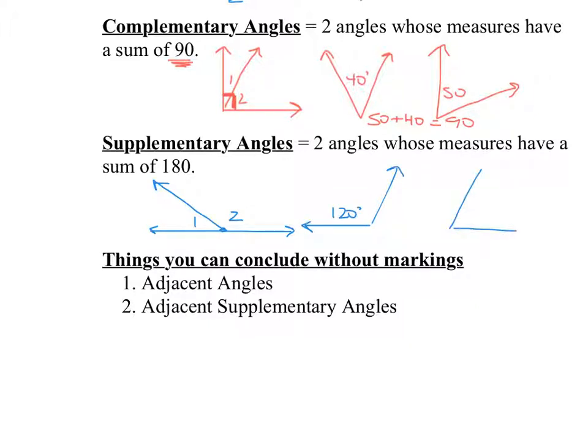And this is 60 degrees. And because 120 plus 60 is 180, because they add up to 180, they are supplementary angles. Okay, so it's going to be two angles that add up to whatever our number is, 90 or 180. Okay, questions on that?